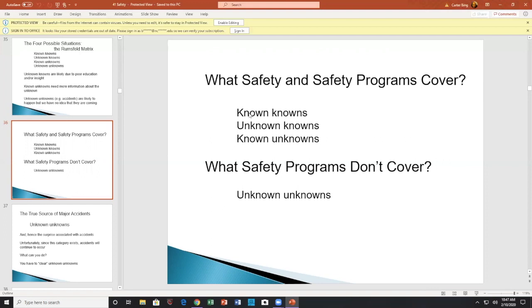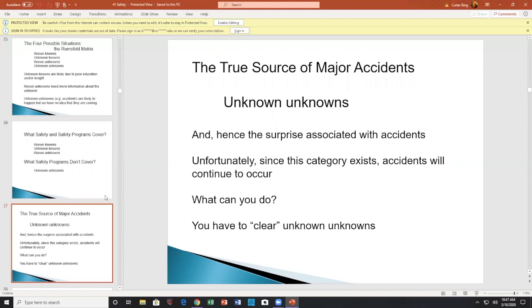For example, dust can cause a dust explosion. So you know dust is a hazard and it causes dust explosions. But your plant lives with this dust. It's everywhere in the plant, so it's just waiting to go off. But anyway, a major source of accidents is unknown unknowns. And another major source of accidents is essentially inactivity, right? Unfortunately, this category exists and accidents will occur. What can you do? Well, you have to clear unknown unknowns somehow.